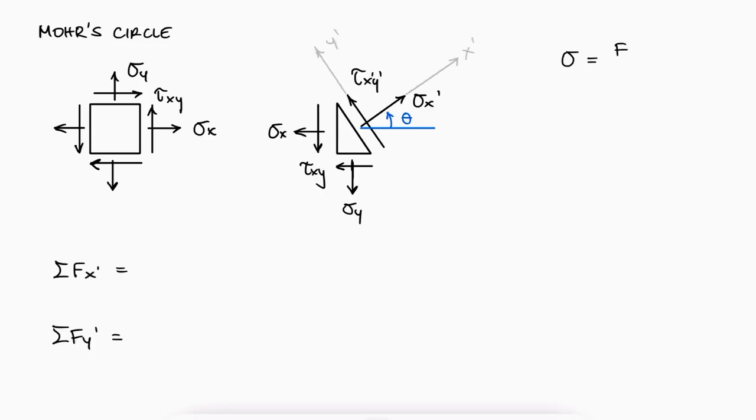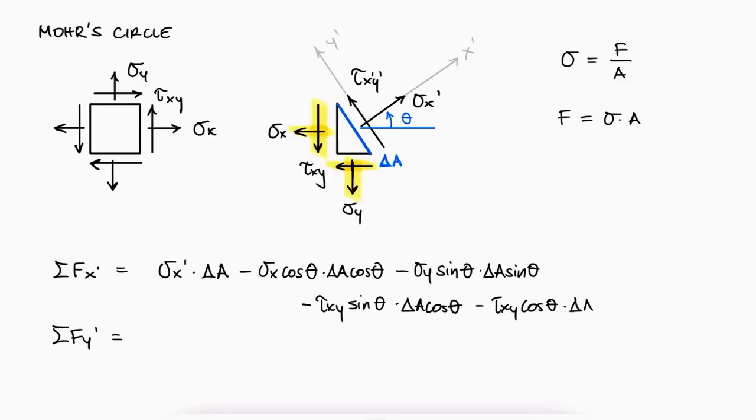Since we need the areas to transform stresses into forces, we will assume that the hypotenuse has an area delta A, knowing of course that this plane element is actually 3D and it has a certain depth in the z direction. For the sum of forces in the x prime direction, we have sigma x prime times delta A in the positive direction and the components of the other four vectors in the negative direction. For example, for sigma x, we would have its component on the x prime axis, which is sigma x cosine of theta, affecting the left face, which is the component of the hypotenuse delta A cosine of theta.